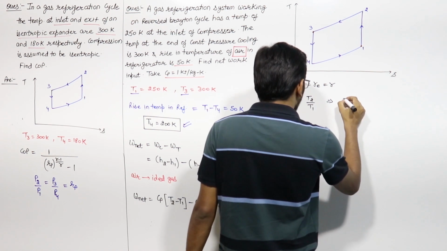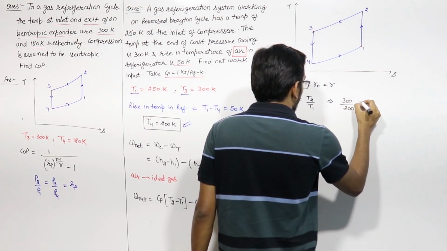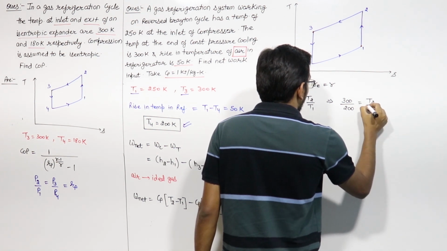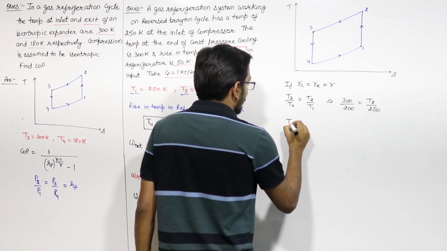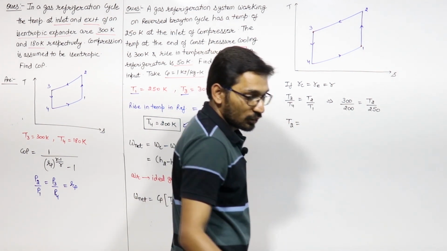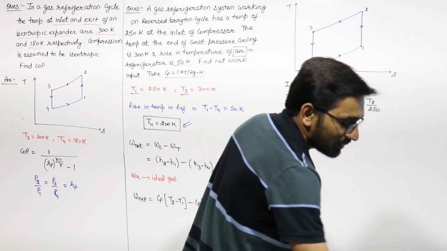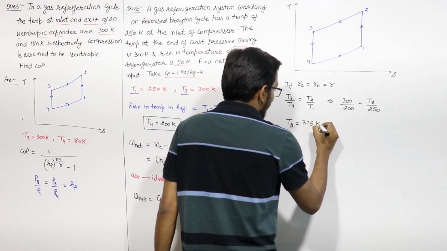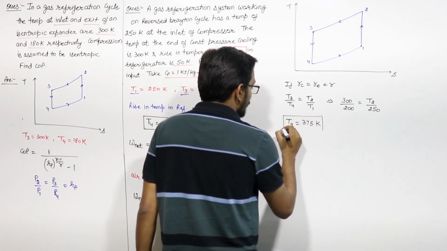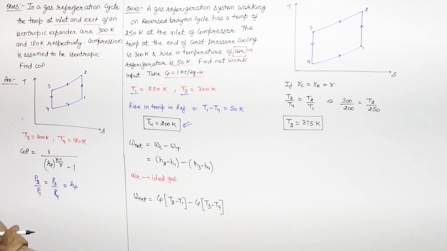T3 is how much? 300. T4 we found is 200, equal to T2 by T1, which is 250. So from here you will get T2. So this T2 will be 375 Kelvin. If you solve this, it will be 375.